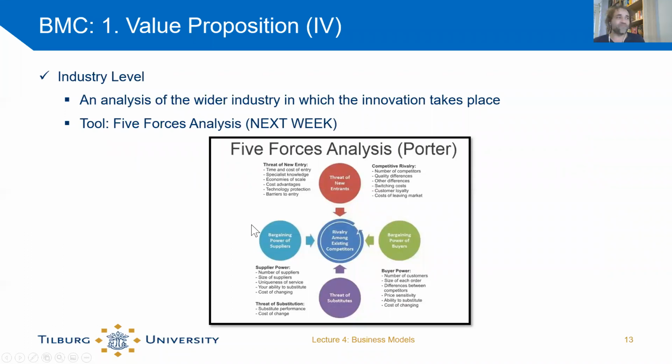Same goes for the industry level, which basically means, okay, if we look at the innovation in our organization, what is happening outside of the organization that may be a risk or an opportunity for innovation. So it basically links your innovation to your wider strategy as an organization by looking at the competition. The tool that you use for that is usually Porter's 5 forces analysis, which we will also discuss next week, because it's also one of the most important ways to think about the strategy of your organization.